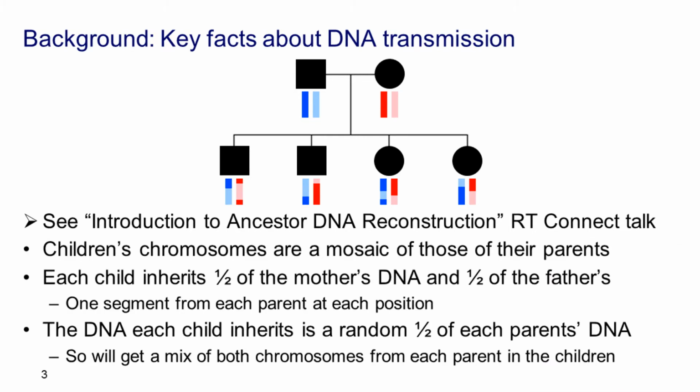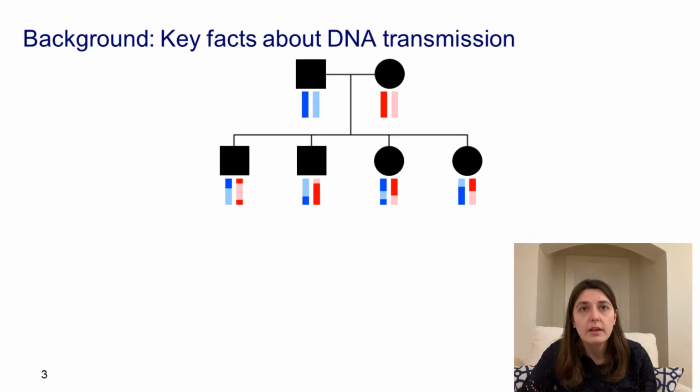As we went over there, children inherit a mosaic of their parents' 2 chromosomes. Each child inherits half of their mother's DNA and half of their father's DNA, one segment at every single position. And the DNA each child inherits is a random half of their parents' DNA. As in the previous talk, there are plots of families where squares represent males, circles represent females, and the vertical bars below them are pictorial representations of the person's 2 chromosomes.